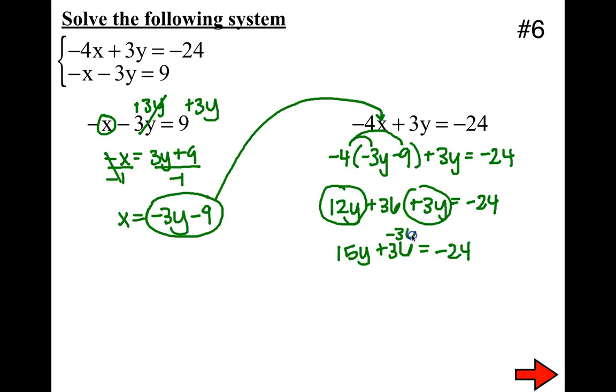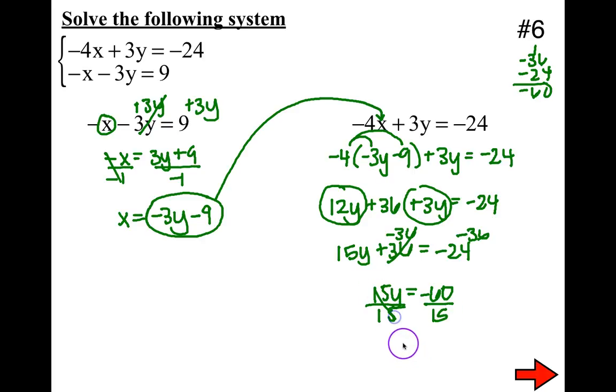We're going to get rid of the constant first. Let's see how many negatives we have altogether. That's going to be some side work. Altogether, we have 15y equals -60. Divide both sides by 15. You're left with y equals -4.